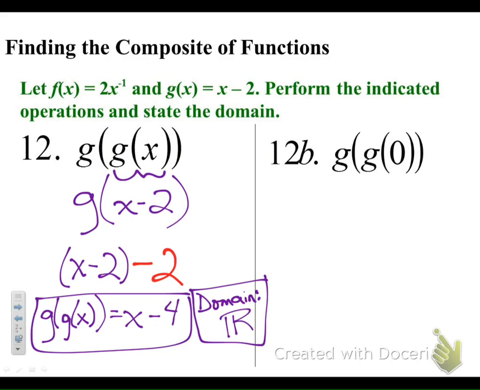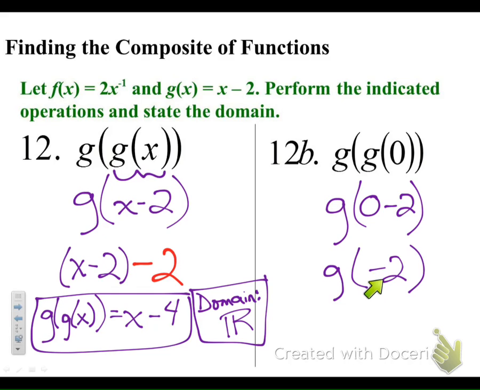So when I'm plugging in a number, I'm going to plug 0 into g one time. So 0, I'm going to take 0 minus 2, because that's what g's function does. And then I'm going to take negative 2 now and plug it into g's function. So plug in negative 2, subtract 2. I get an ending answer of negative 4. So g of g of 0 is negative 4.